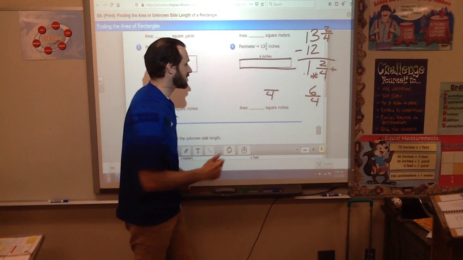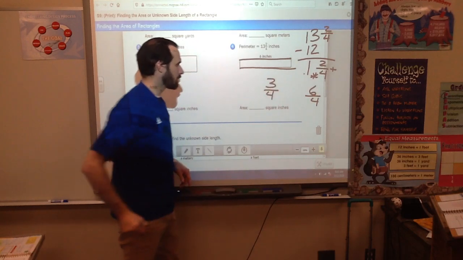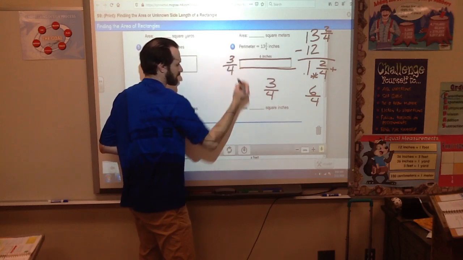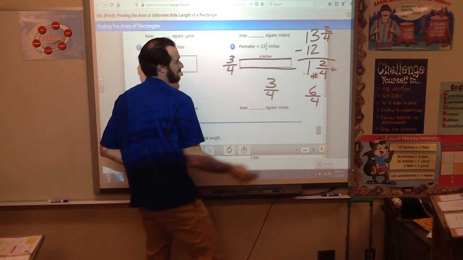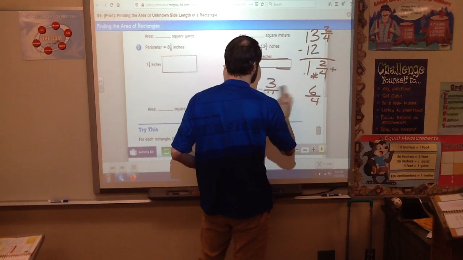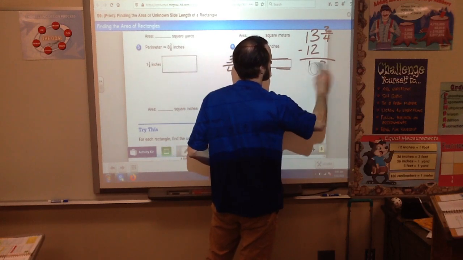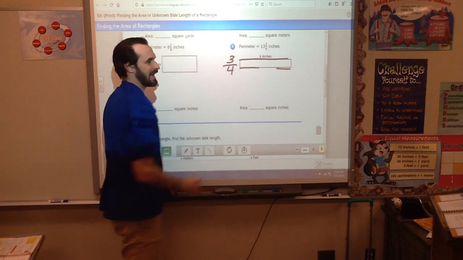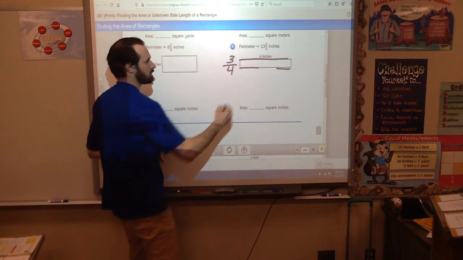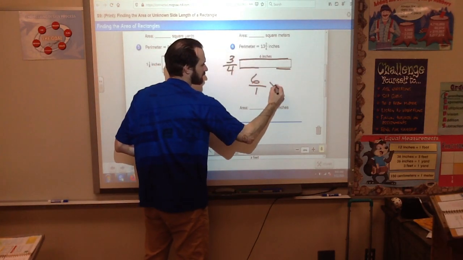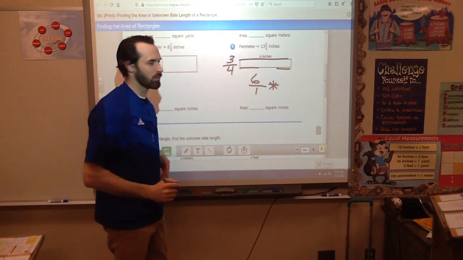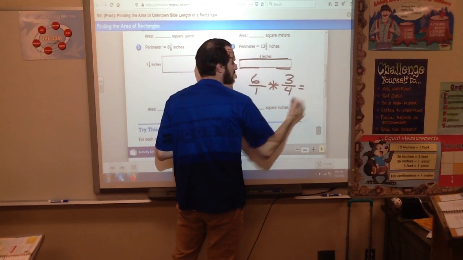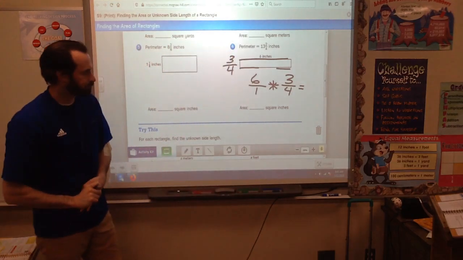Okay, what's half of 6? 3. So that means that this side is 3/4 of an inch. Now you should be able to multiply those two together to get your area. 6 over 1, because whenever we have a whole number, we put it over 1 when we're multiplying fractions, times 3/4. Go ahead and multiply that.